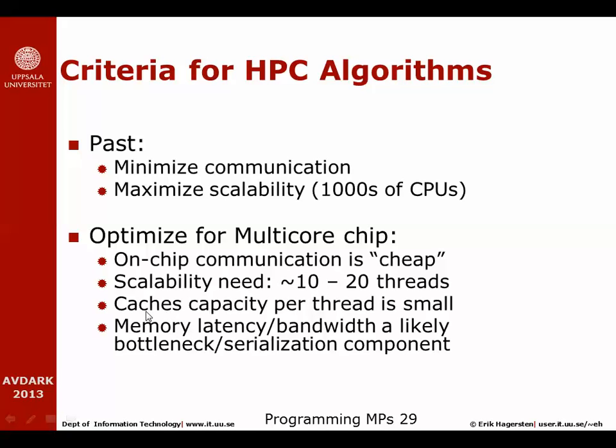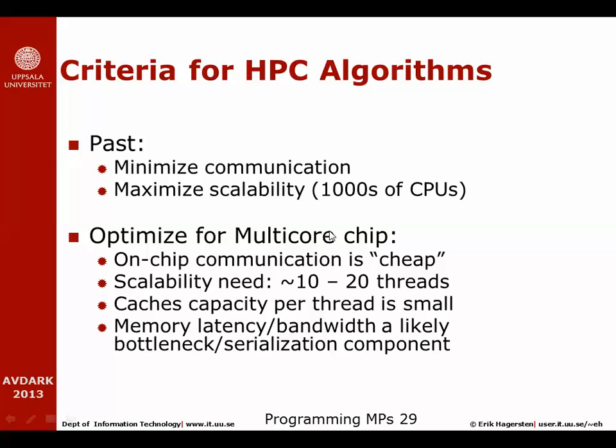You also know that there are limitations on these chips. Cache capacity per thread is quite small. And we also know that the memory latency and/or the bandwidth to DRAM could very likely become a bottleneck for these kinds of chips. Another way to look at it is if you hit the bandwidth wall, so you're running at the maximum bandwidth capacity of the chip, this becomes a serialization component, and you can bring out your knowledge about Amdahl's law and see what serialization will do to the speedup of your application.